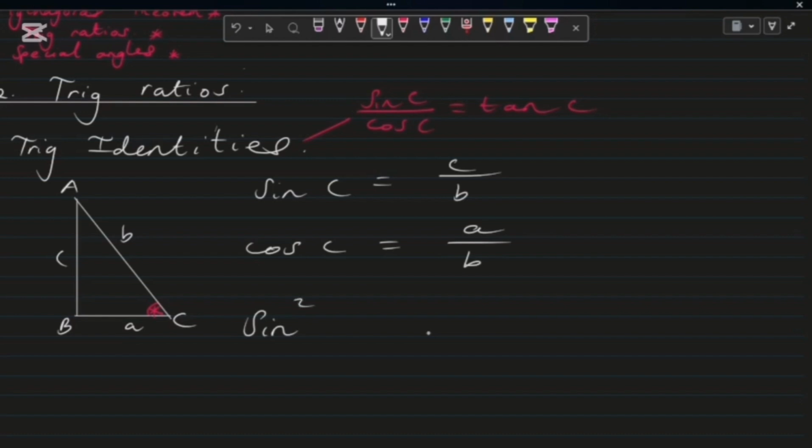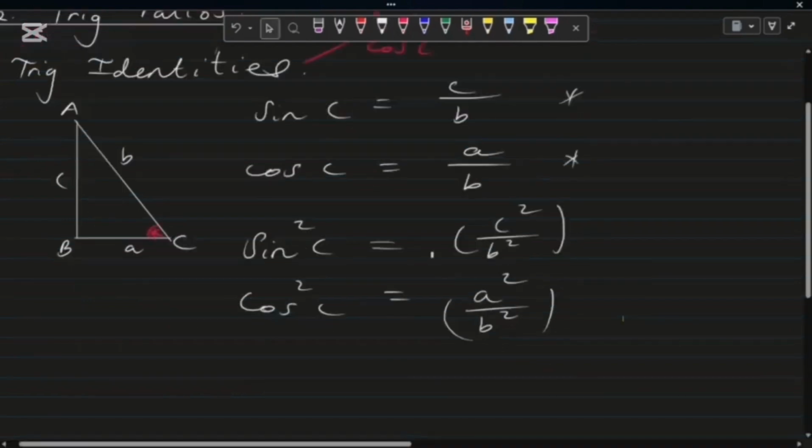Right, now if I choose to square this, sine squared C, then I will get C squared over B squared. And if I square this one, cos squared, what do I get? I get A squared over B squared.